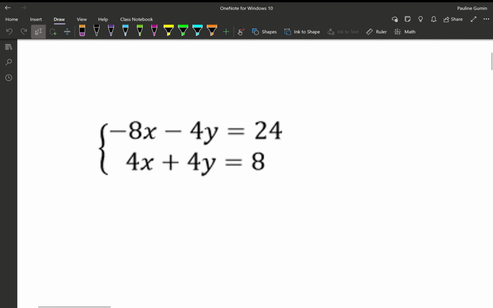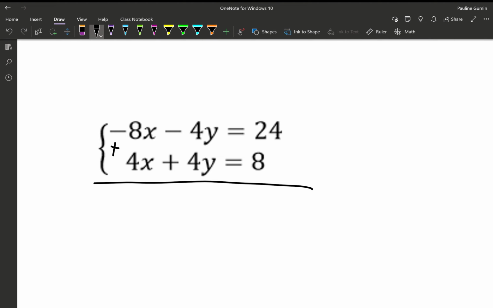All right, so take a look at this system of equations. Hopefully you notice something special about the system. What's special about this system is the y's. Look at those y's, negative 4y and positive 4y. They're opposites. Because they're opposites, what we're going to do is combine these equations by adding, and I'm going to be adding up and down.